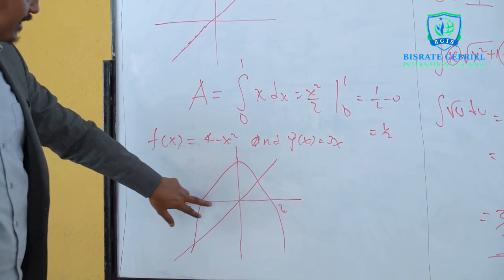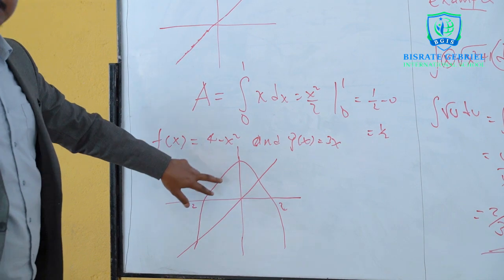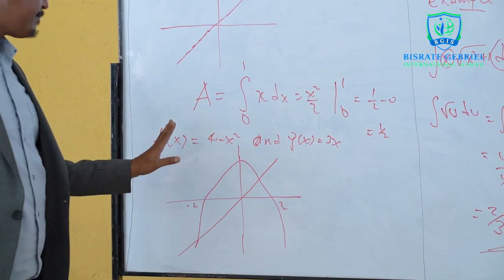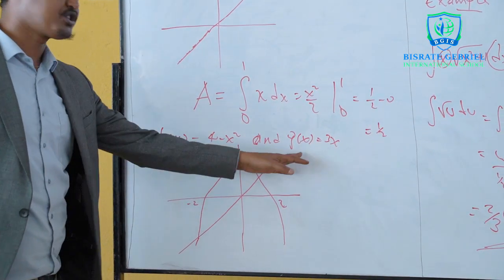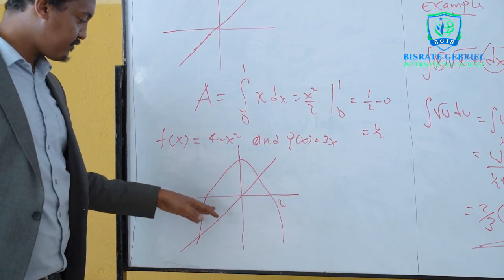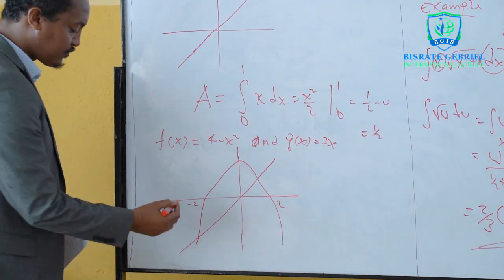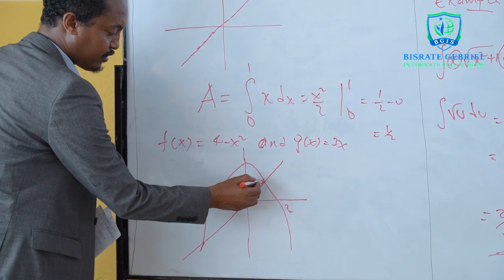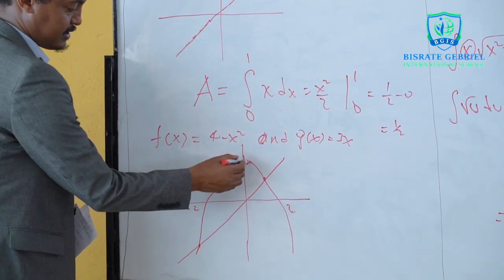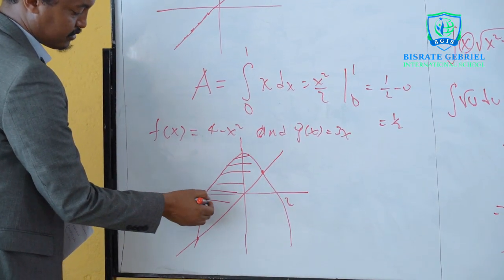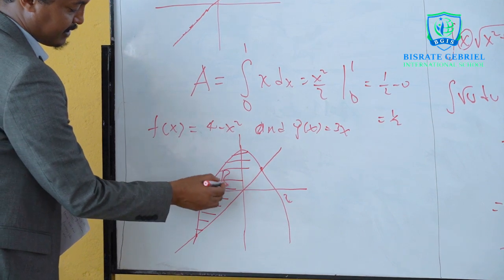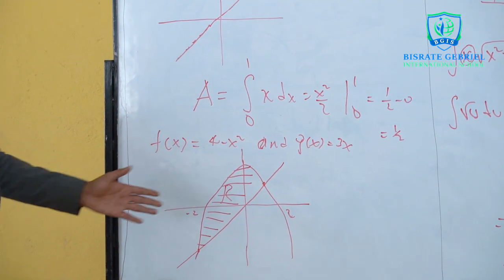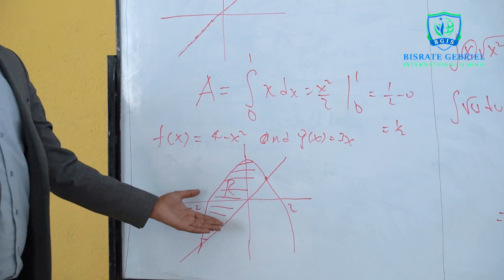We are asked to find the area of this region, because this region is formed based on these two functions. To find the area of this region, we need to find the two intersection points of these two functions. So this is our region. We are asked to find the area of this region. This is an irregular shape, so we don't have any formula to find this.